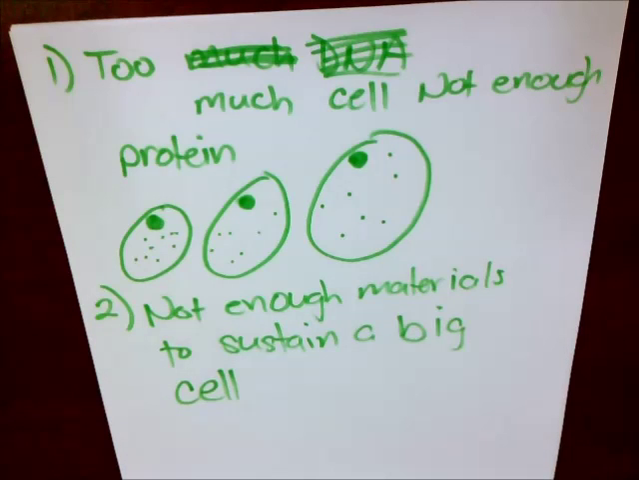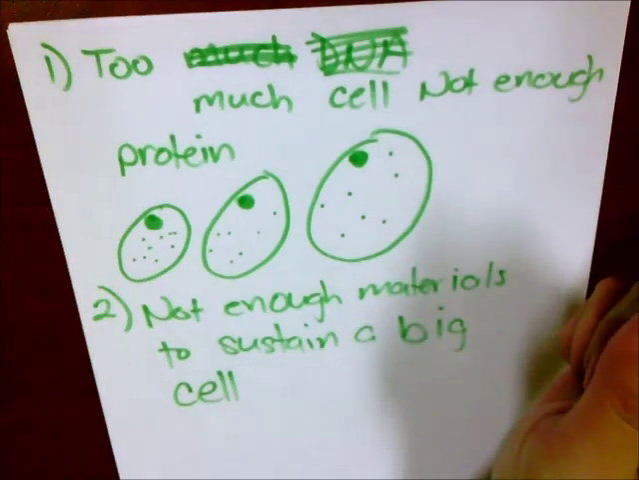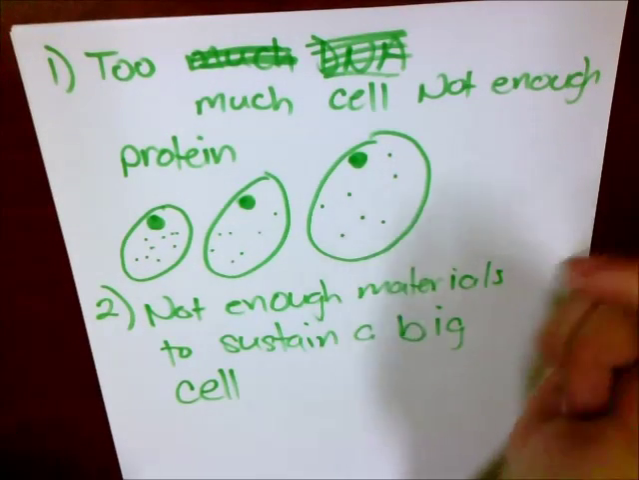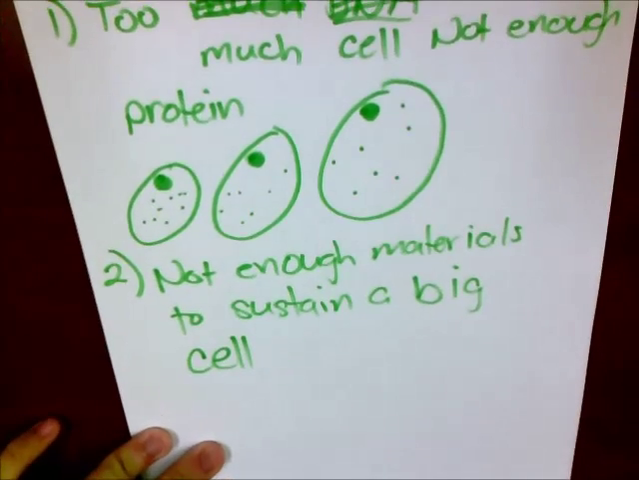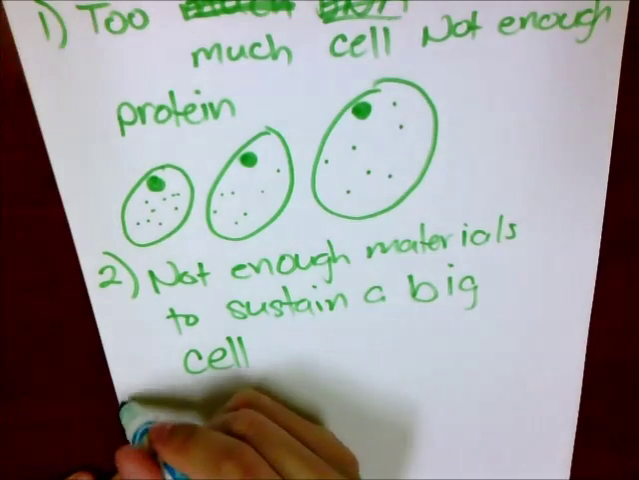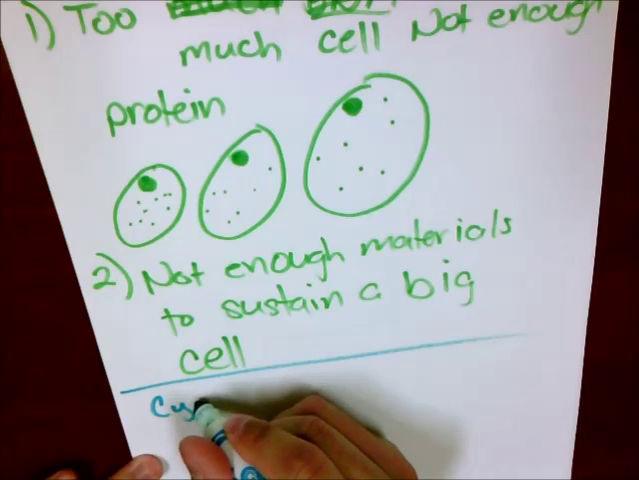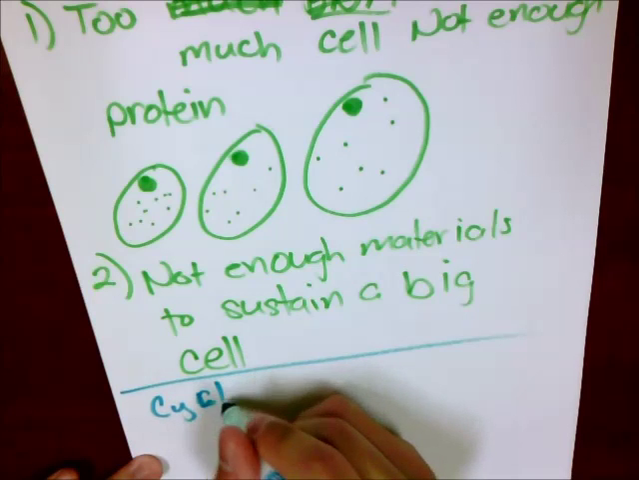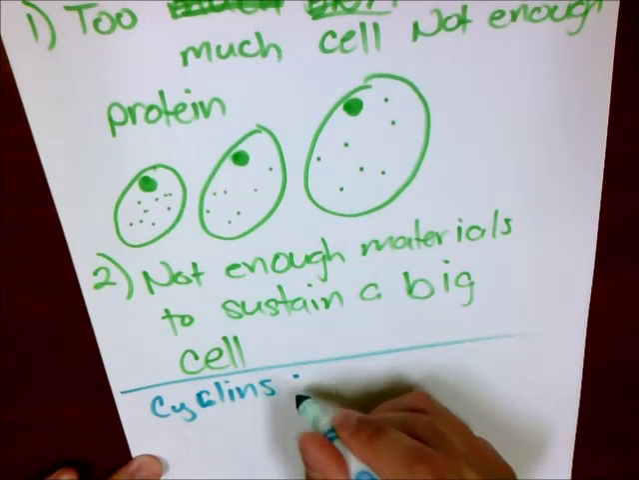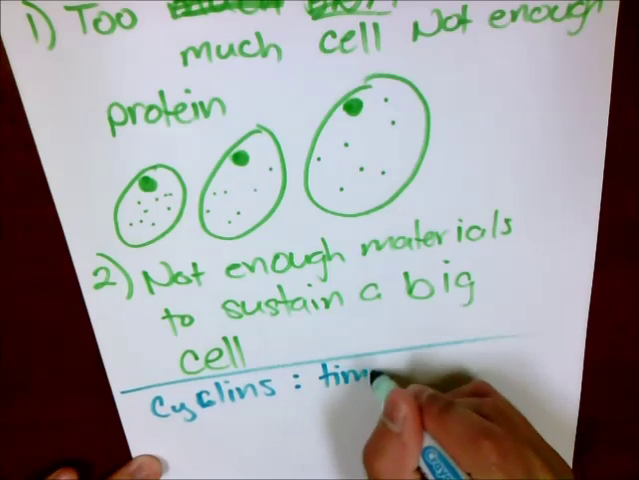The first thing we're going to introduce are cyclins. Cyclins are proteins, and they are going to cover the timing of the cell cycle. Basically, cyclins, let's go blue. Cyclins are responsible for timing.